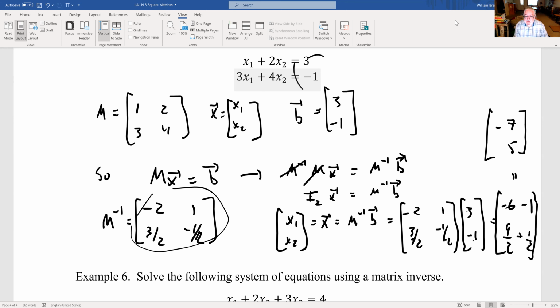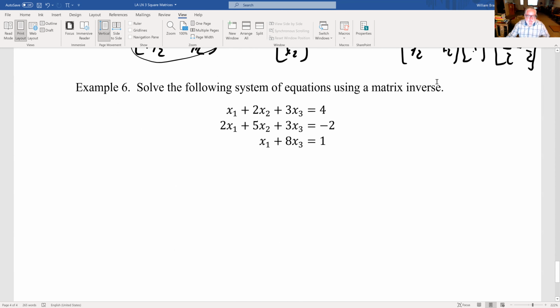And if you plug that back in there, you'll see that that actually works as a solution. So if you have the inverse, you can just multiply to get the solutions. So here's the same thing. Solve the system of equations using matrix inverse.